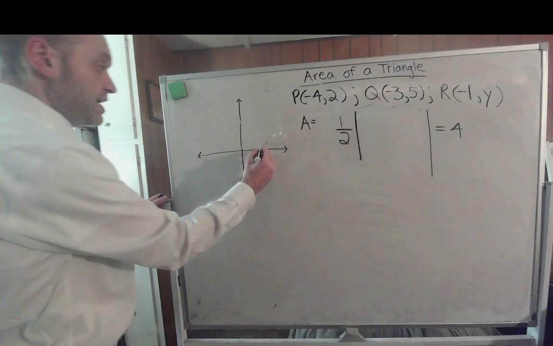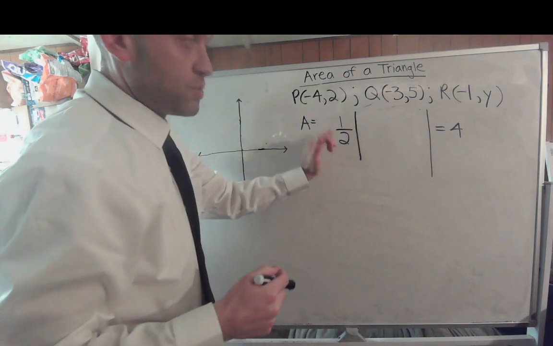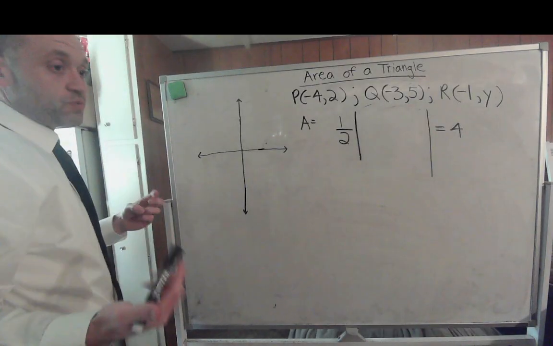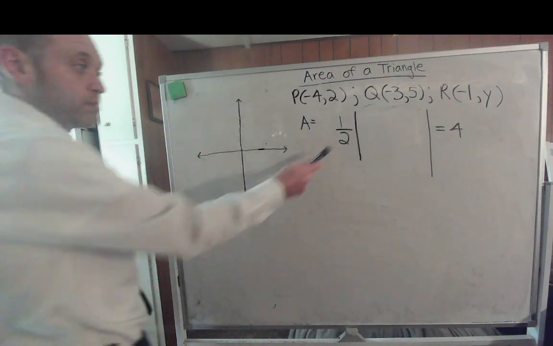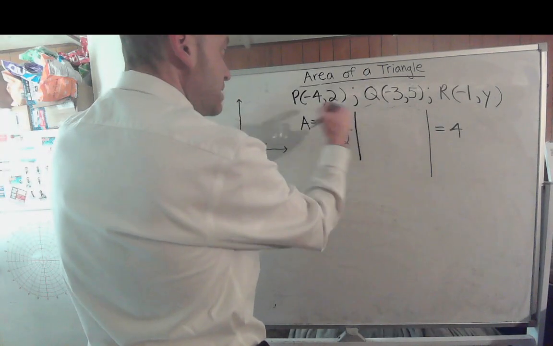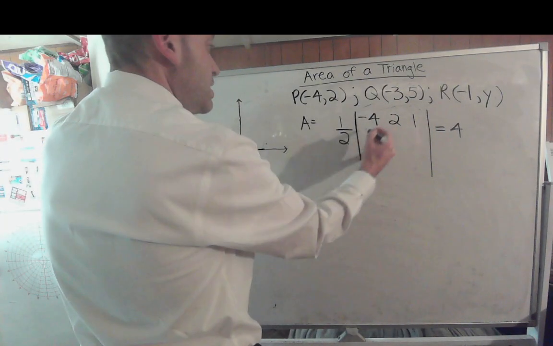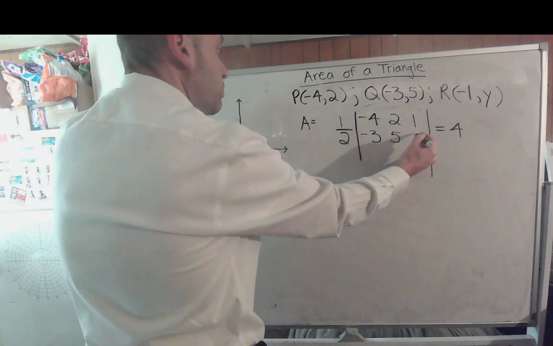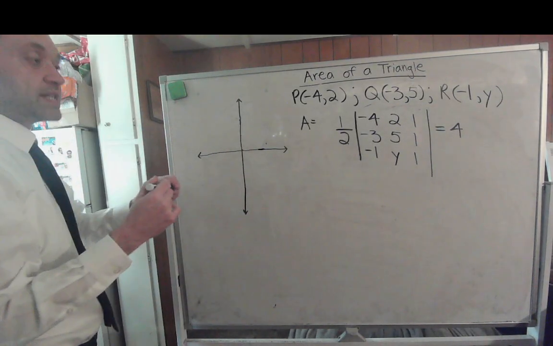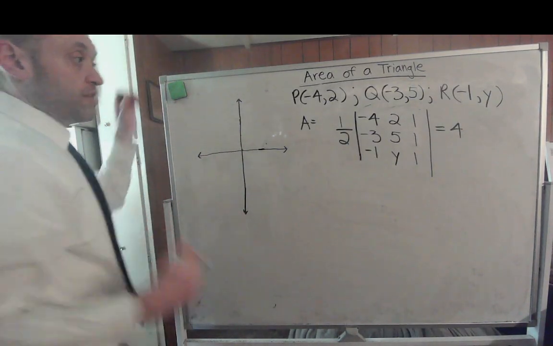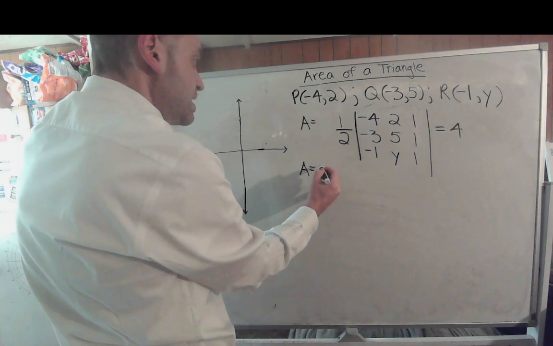We can easily find that because the area of the resulting determinant times 1/2 would equal 4. So since we got the positive area, we definitely want to keep a positive 1/2 on the determinant. So the determinant would end up being your coordinates for point P, -4, 2, and then a 1. Point Q, -3, 5, and 1. Point R is -1, y, and then a 1. So there's your determinant.